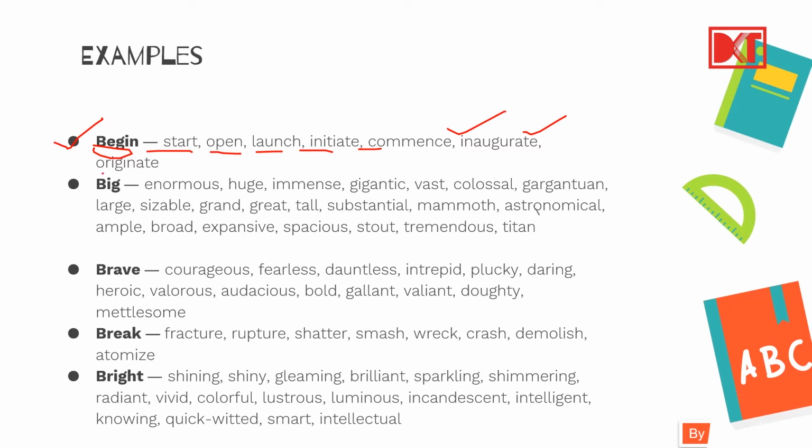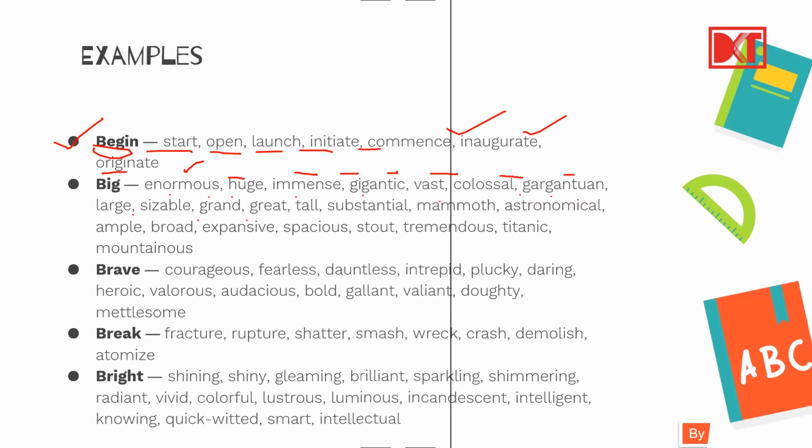Then next word, big. It has so many synonyms. Try to incorporate as many synonyms as possible. Enormous, huge, immense, gigantic, vast, colossal, gargantuan, large, sizable, grand, great, tall, substantial, mammoth, astronomical, ample, broad, expansive, spacious, stout.